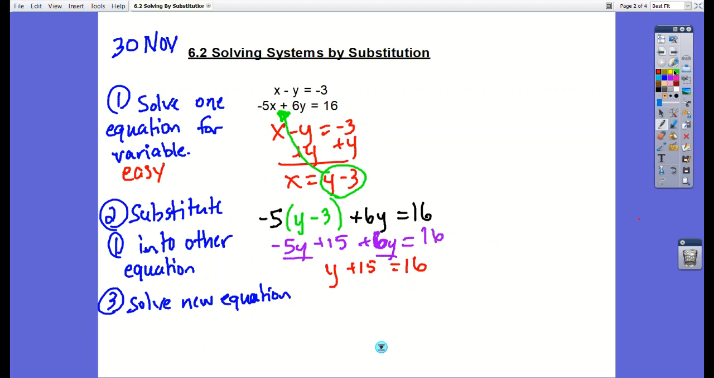Stuart, what would you do next? What's the last step to solve this? Subtract 15. There you go.